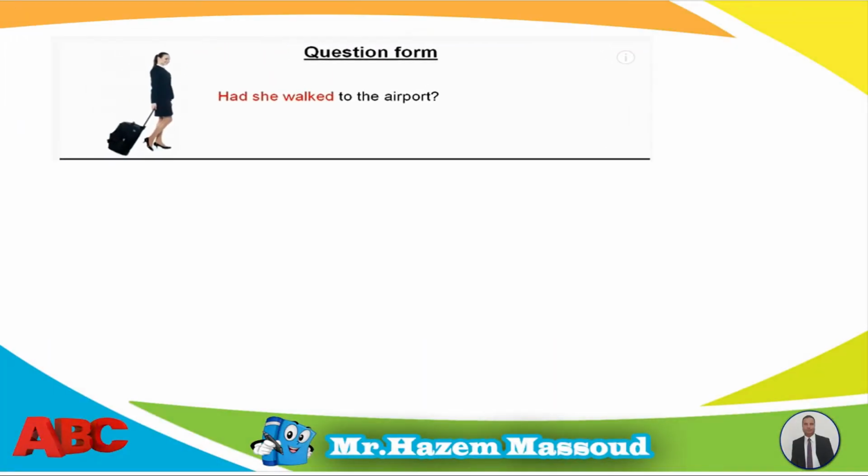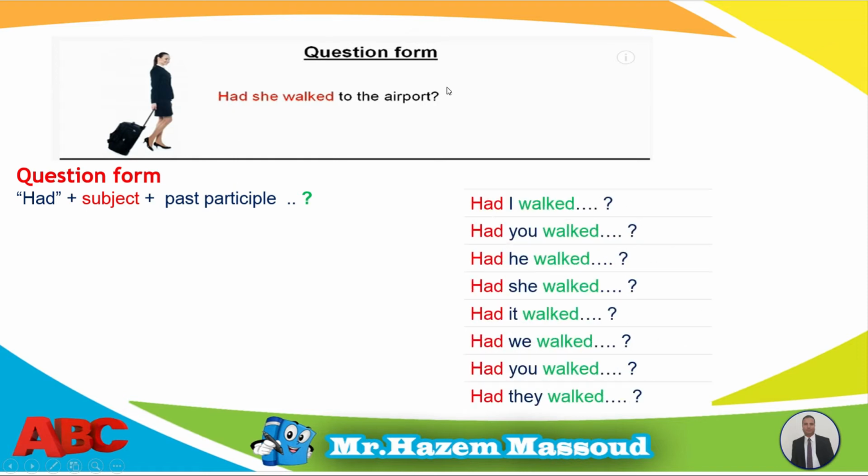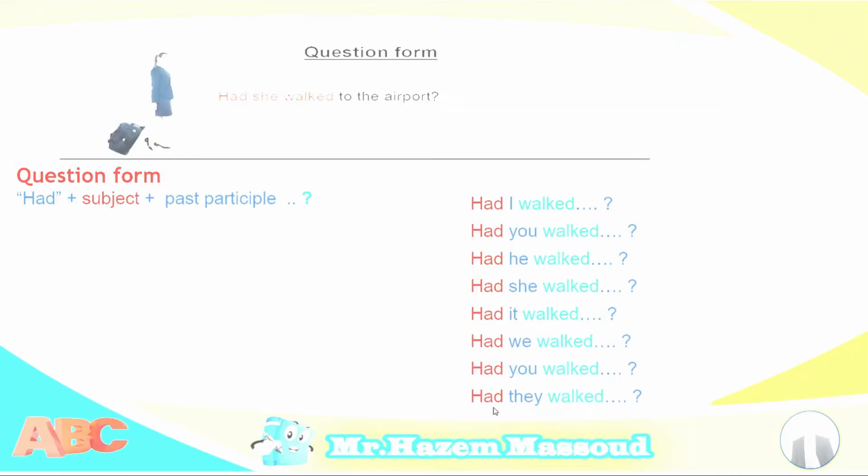Let's move to the question form of the past perfect tense. Had she walked to the airport? In a question form, I start the sentence with the auxiliary verb had plus subject plus the past participle. Had she walked to the airport? For examples, had I walked, had you walked, had he walked, had she walked, had it walked, had we walked, had you walked? Had they walked?